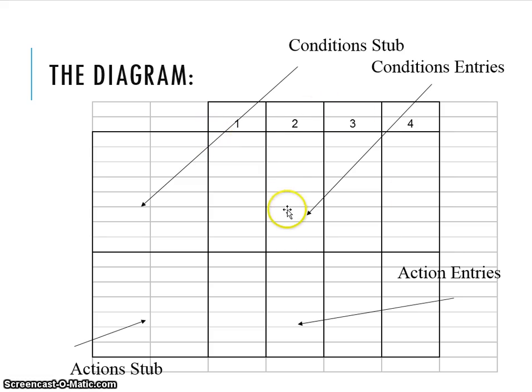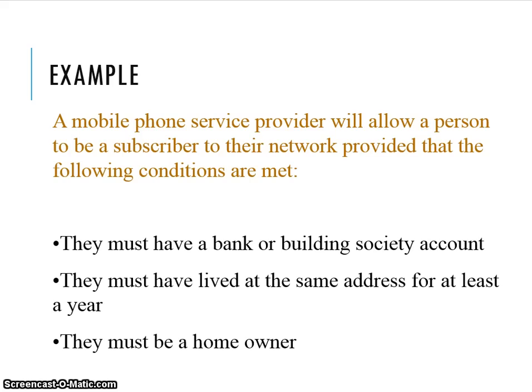The condition entries indicate if they've been met or not been met, so this will be by a Y or an N, and the actions are usually represented by an X. Let's look at an example.